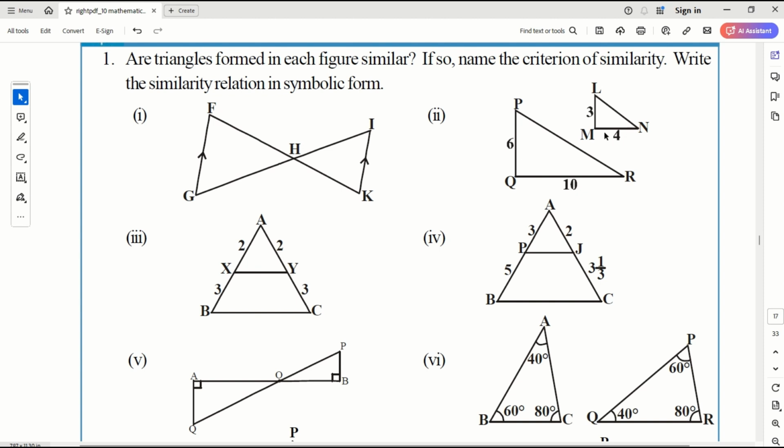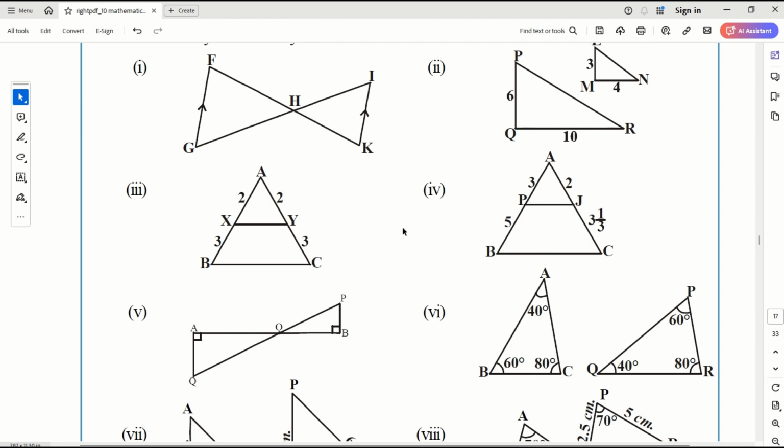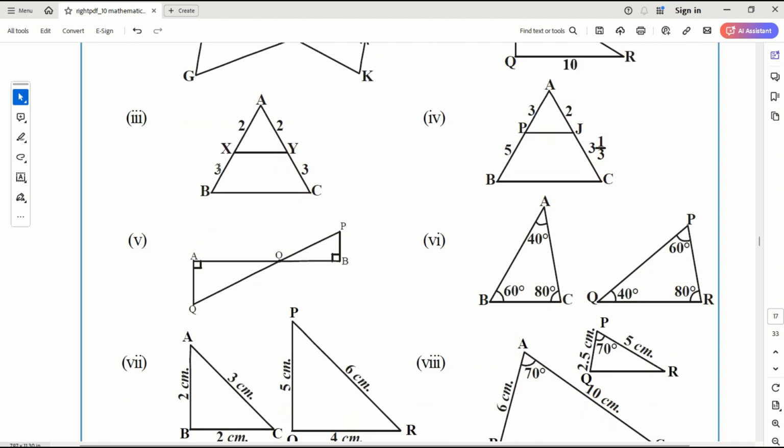Okay. Now these two. It is given that at M it is 90 degrees, it's a right angle triangle. At Q, a right angle triangle. And 3 by 6 is equal to 4 by 10? Right. 3 by 6 is equal to 1 by 2. Is 4 by 10 equal to 1 by 2? No. So here we cannot say that these two triangles are similar. Okay. Here, 2 by 3 equal to 2 by 3, which means XY is parallel to BC.